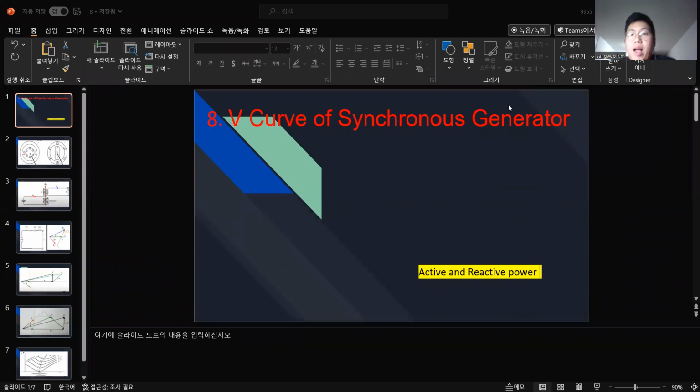Hey guys, today we will learn a little bit about the synchronous generator, about the V curve, and how we draw it. Later we will learn more about the synchronous generator, so don't worry about it. Today is focusing on reactive power, like over excited or under excited, you know what I mean.